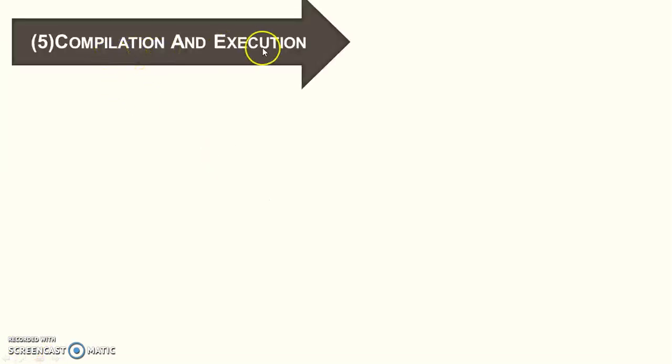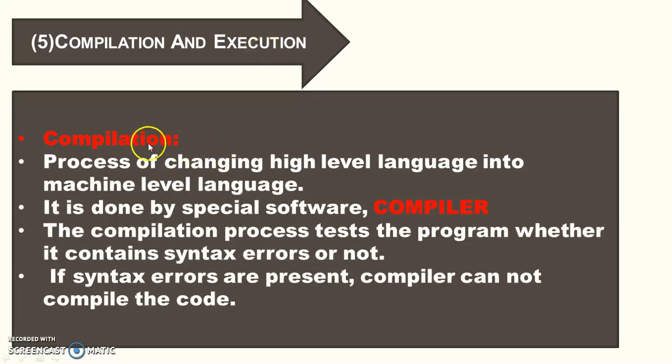Our next step is compilation and execution. Let's talk about compilation. As we discussed in a previous lecture, the computer only understands machine language, but we are writing our program in a high level language. So we need a translator that translates our high level program into a machine readable form. This translator is software known as a compiler. The process of changing a high level language into a machine level language is done by the compiler.